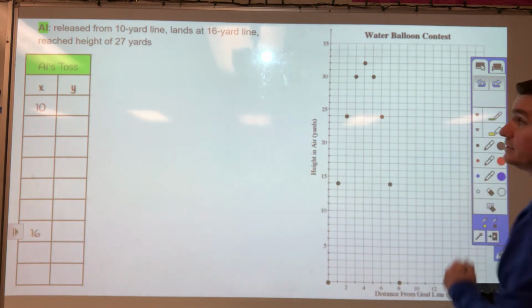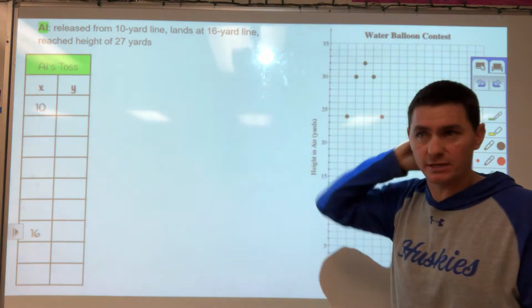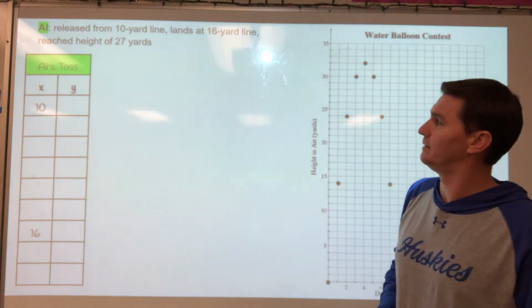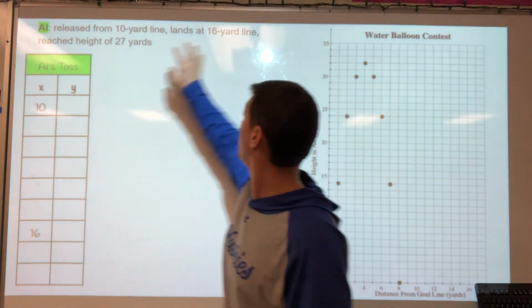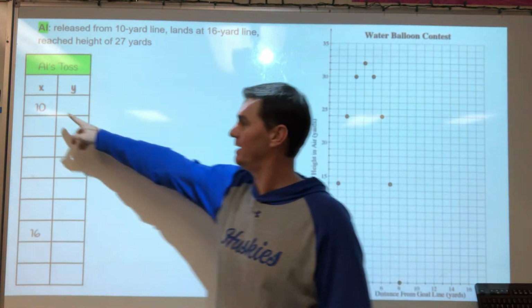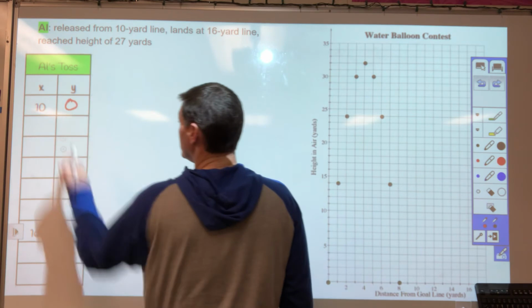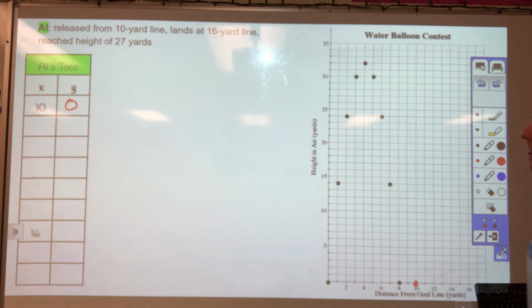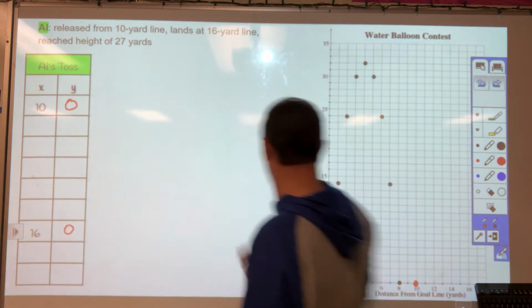All right, and last but not least, we've got Al, and Al's is my favorite. We have such little information, and yet we can still get a pretty decent sketch of what his balloon does. All right, Al's released from the 10-yard line. Well, it makes sense that I'd start my table at the 10-yard line, and we know it lands at the 16-yard line. Well, think for a second. How high is it when we launch? Well, right when we launch, it has no height. It's at a height of 0. Okay, so we're at 10, 0. And when it lands, at the 16-yard line, it has a height also of 0.